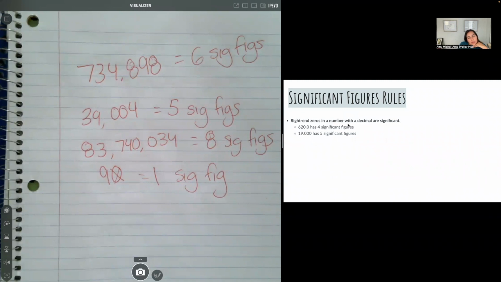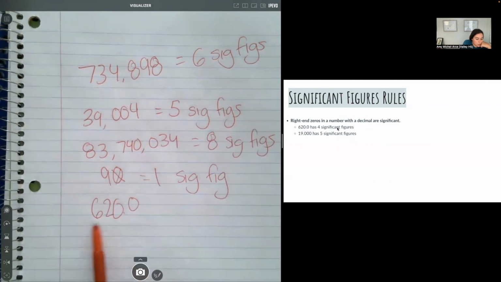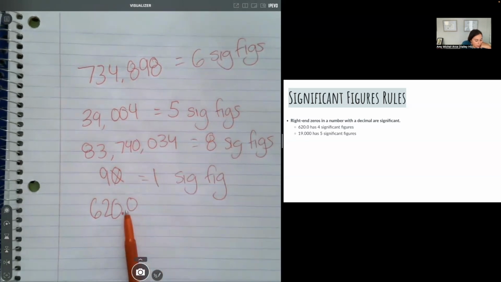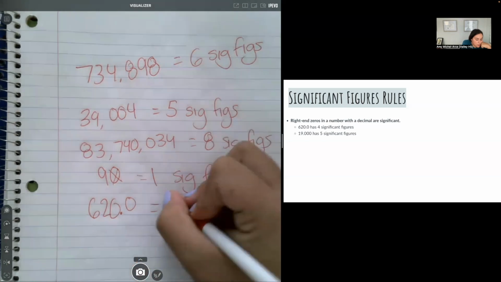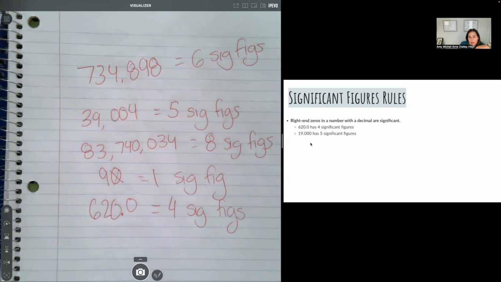And right end zeros in a number with a decimal are significant. So 620.0. The 2 non-zero numbers are significant. This decimal after this is going to make this 0 before the decimal count, and this 0 after the decimal. So we say this has 4 significant figures. 19.000 has 5 significant figures because of this decimal, right? The 2 non-zeros and then the 3 zeros after the decimal.